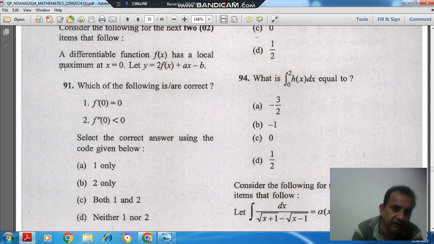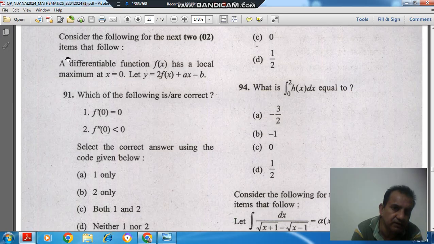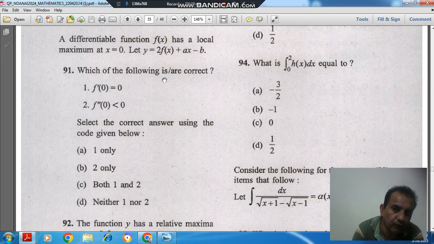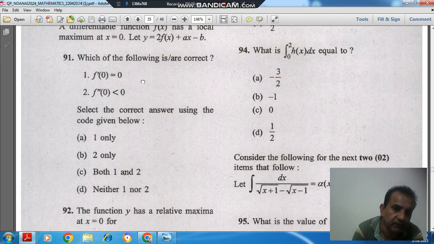Question number 91 and 92 have a common statement. For question number 91 and 92, consider the following for the next two items that follow. A differentiable function f(x) has a local maximum at x equals 0. Let y is equal to 2f(x) plus ax minus b. Which of the following is/are correct?